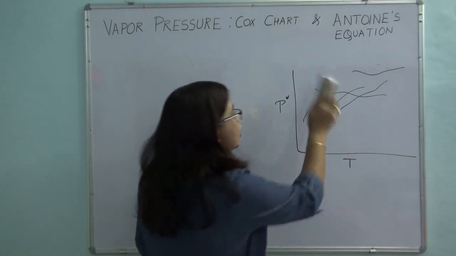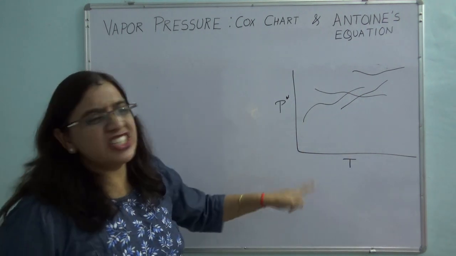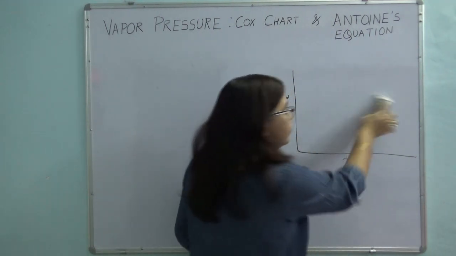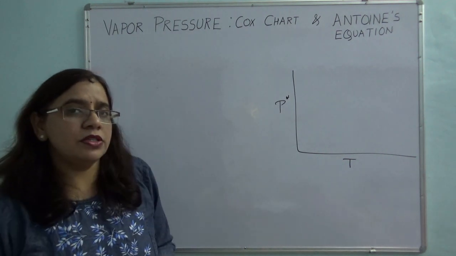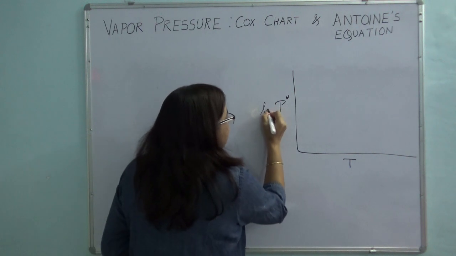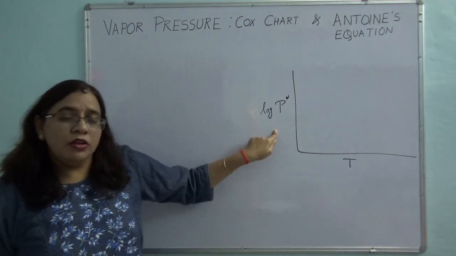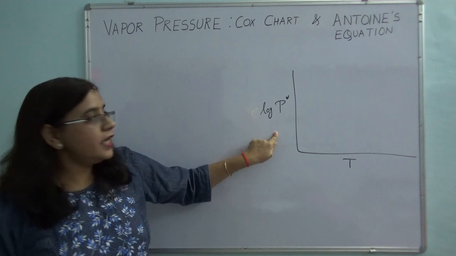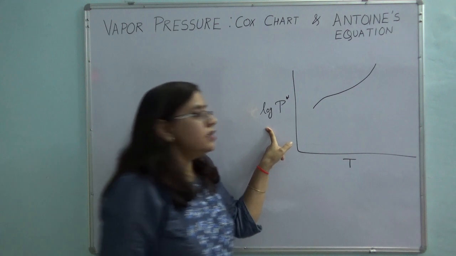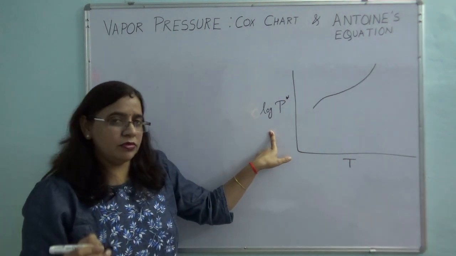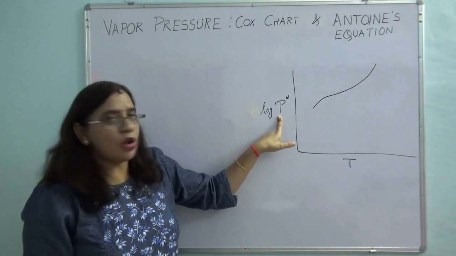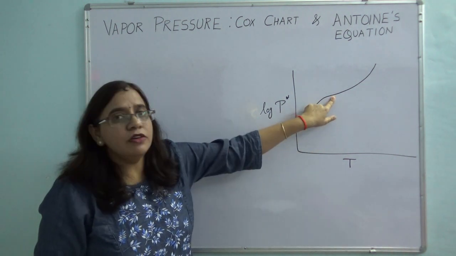Let's understand this. Vapor pressure changes with temperature very sharply and very erratically with respect to different components or different species. But one thing which was observed was that if you take the log of vapor pressure and plot it for one component, or rather, one species, so let's say I am plotting log of P star with respect to T for species 1.